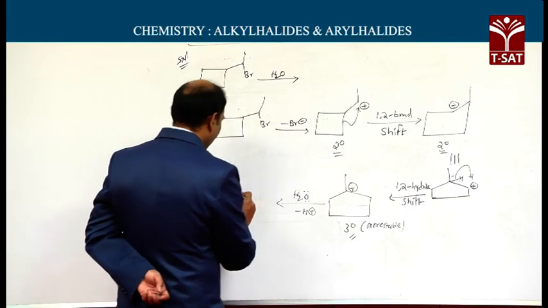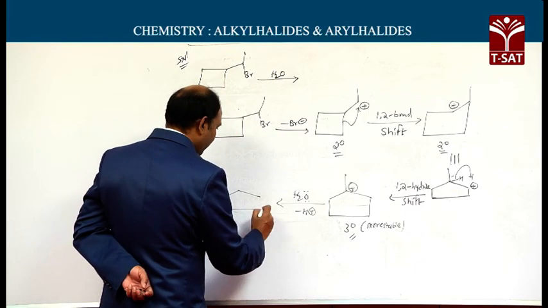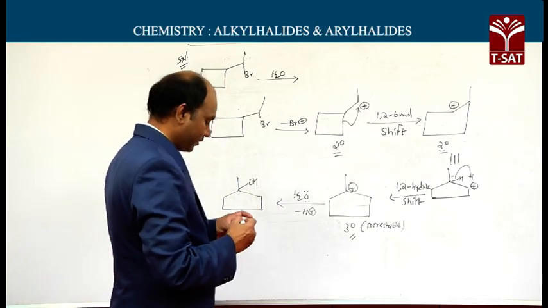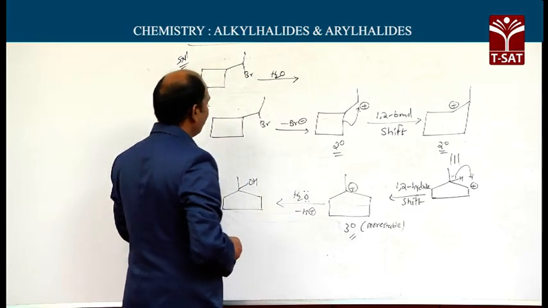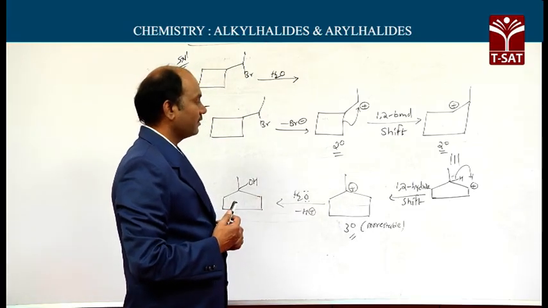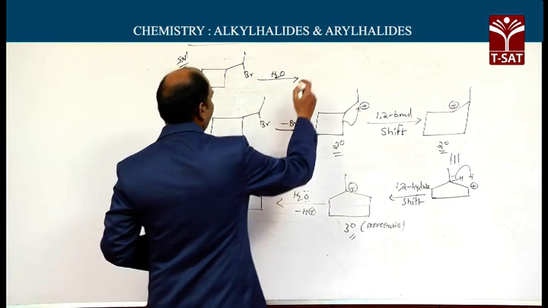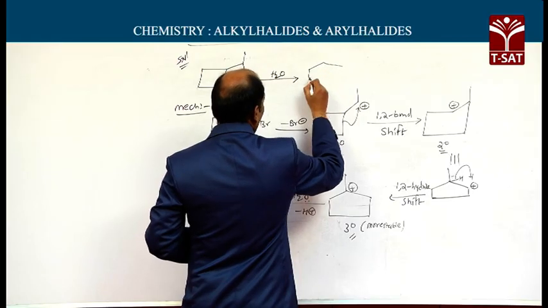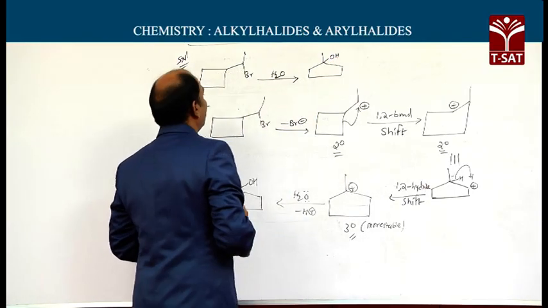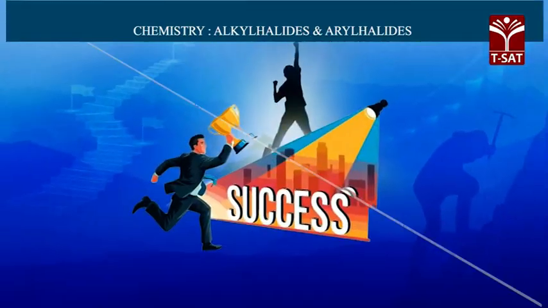So, this compound is formed, with an OH here. Here the 4-membered ring is converted into a 5-membered ring, and a 1,2 bond shift takes place. Similarly, a 1,2 hydride shift takes place, and the final product is cyclopentanol. This is one more example of an SN1 reaction.